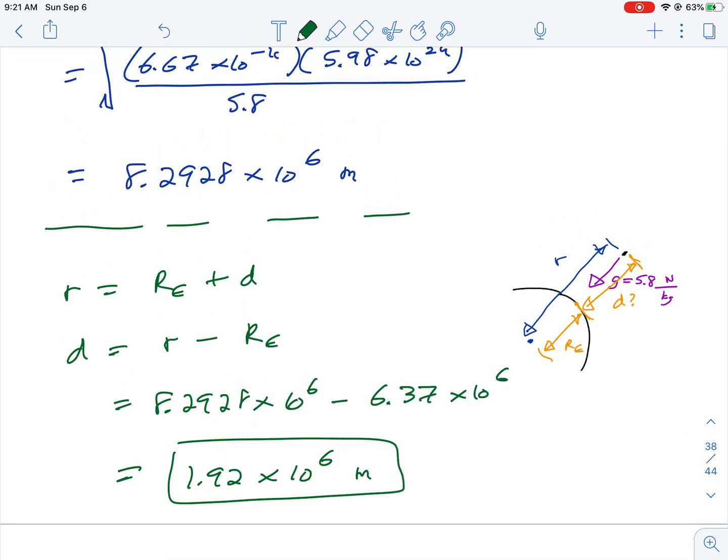Okay, there we go. Now you guys know everything you need to know about gravitational fields. You now can complete the homework. I'll see you in the next lesson.